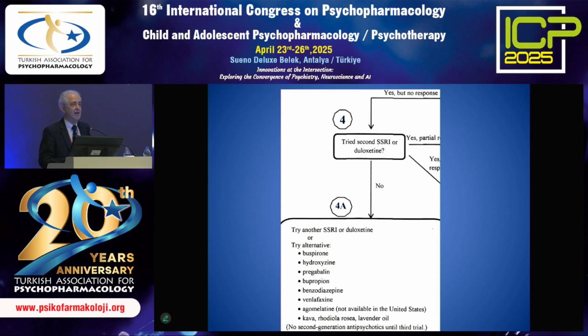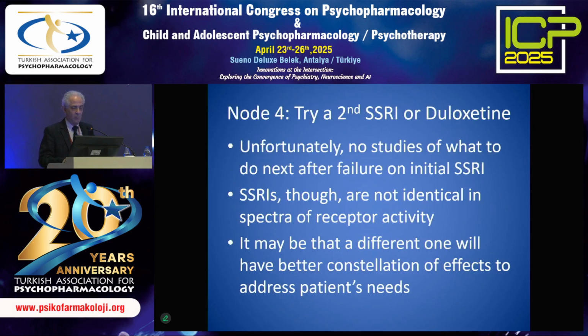So we're ready to try something else, a second trial of something. And we think you could try another SSRI. However, we have no studies of this exact situation. Nobody has taken the trouble to study a group of people who failed GAD treatment with a good trial of, let's say, an SSRI, and then gave them something else versus a placebo. We wish we had such studies.